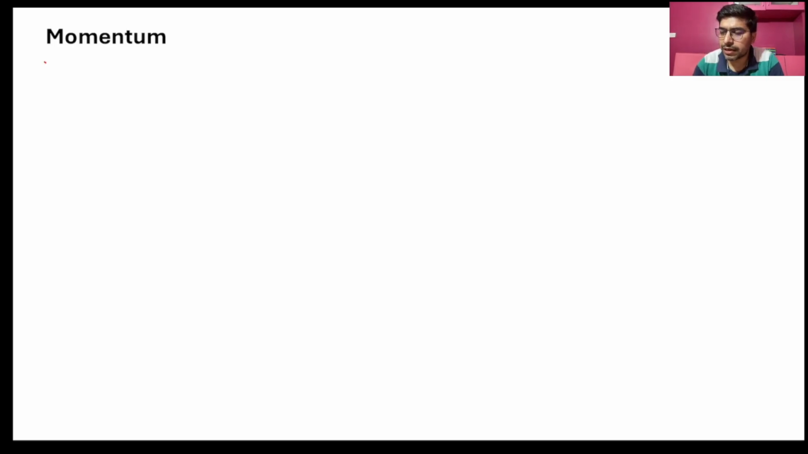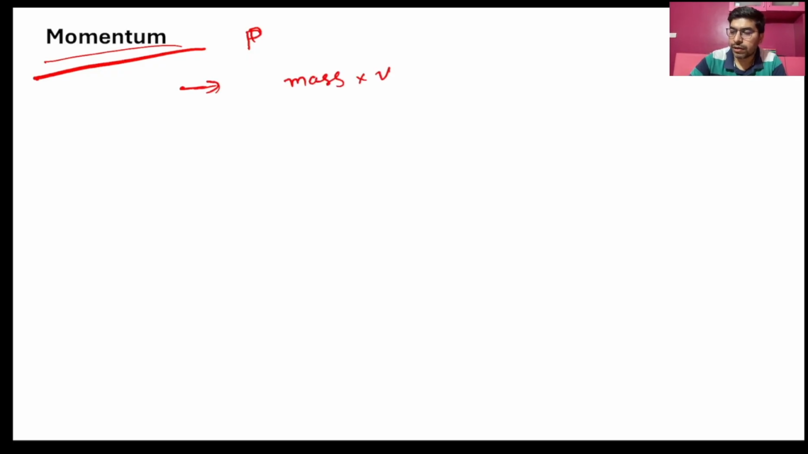Next, we have to understand momentum. Momentum is what? Momentum is a new physical quantity. It's represented by letter P, and it is the product of mass and velocity, right? Momentum is the product of mass and velocity, and we are representing it by letter P.